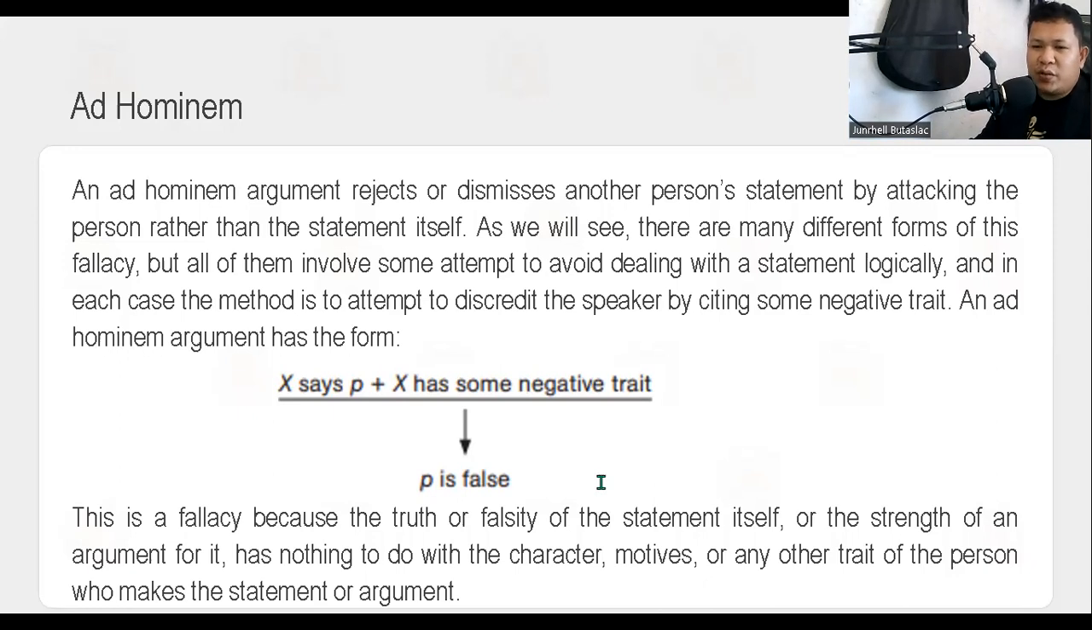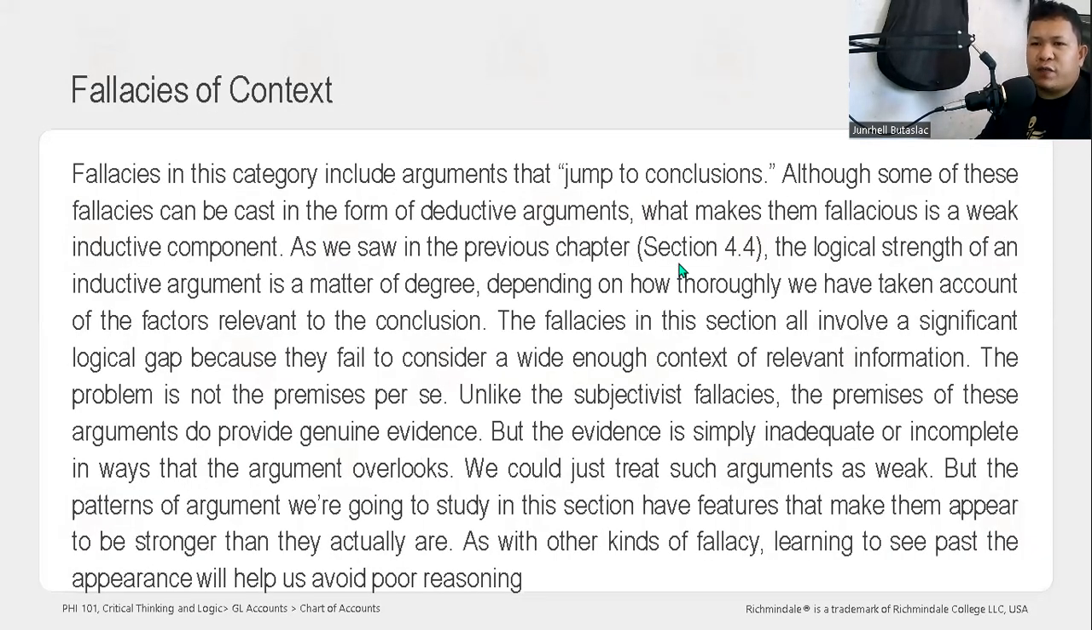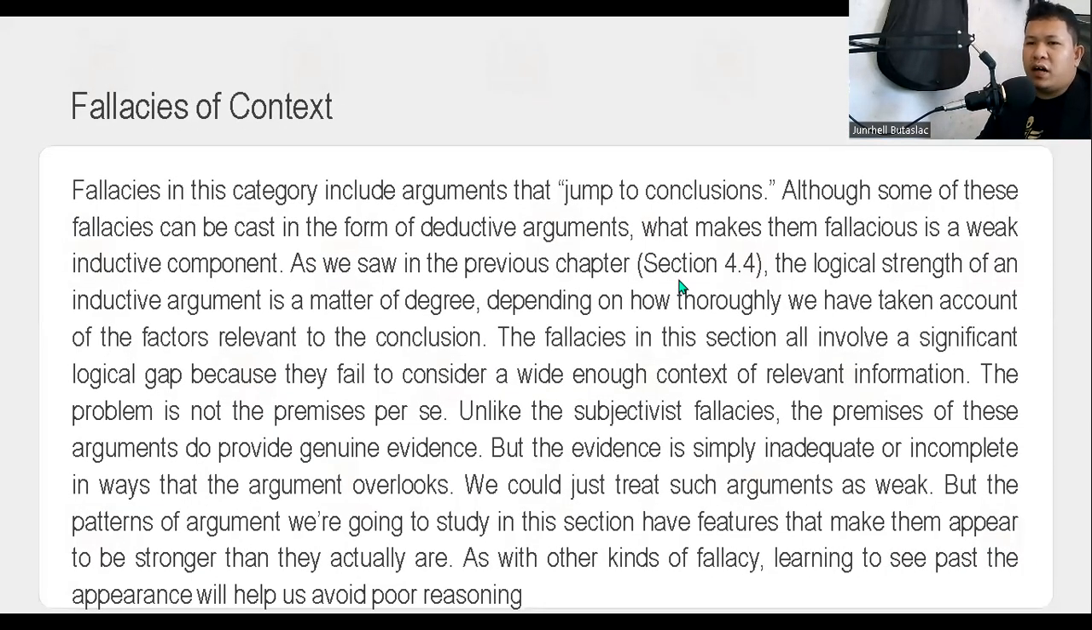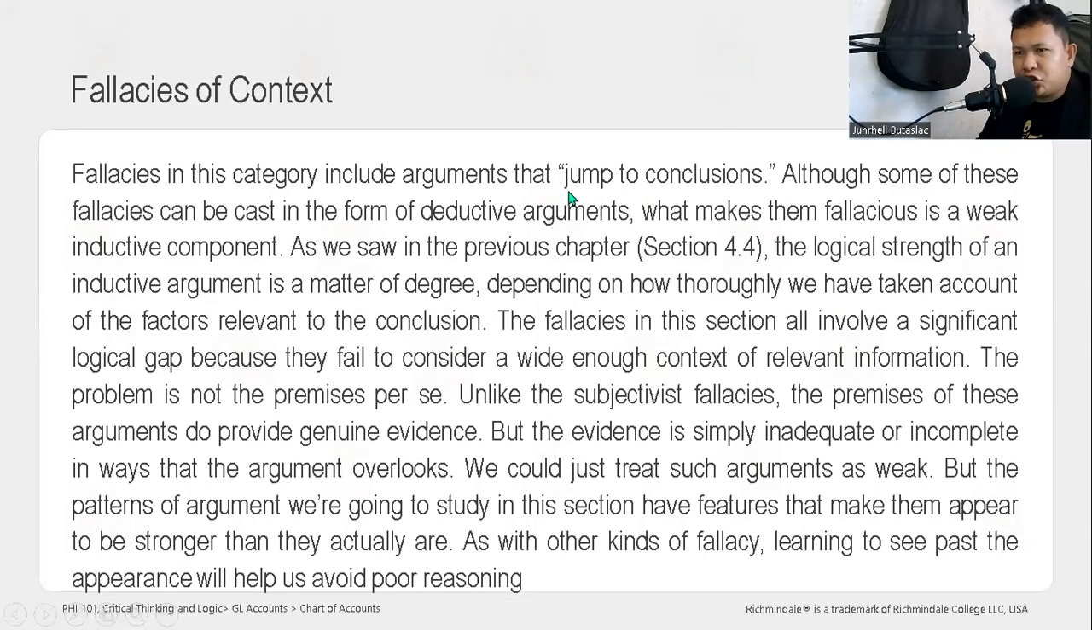In sum, ad hominem uses a negative trait of a speaker as evidence that his statement is false or his argument is weak. Next are fallacies of context. Fallacies in this category include arguments that jump to conclusions, although some of these fallacies can be cast in the form of deductive arguments.